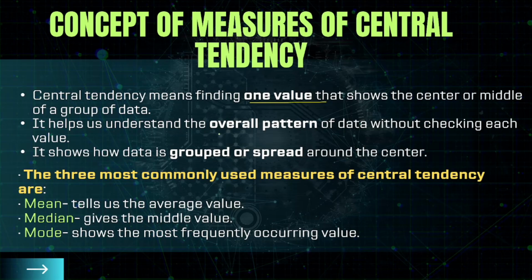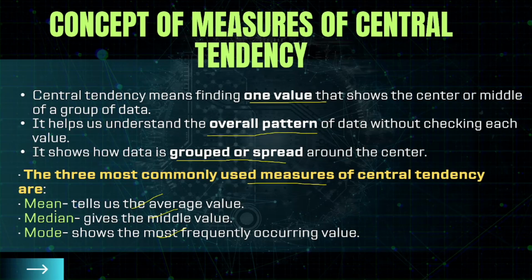And next one is it helps us to understand the overall pattern. So if you have a large data set, without checking each value, it will just give you that one value representing the overall pattern of the data set. And next one, it shows how the data is spread or grouped around the center. So these are the three concepts of central tendency. There is a technique to identify all these three. The three most commonly measured are the mean, median and mode. There are three concepts in central tendency to identify this pattern and one value and how it is going to spread.